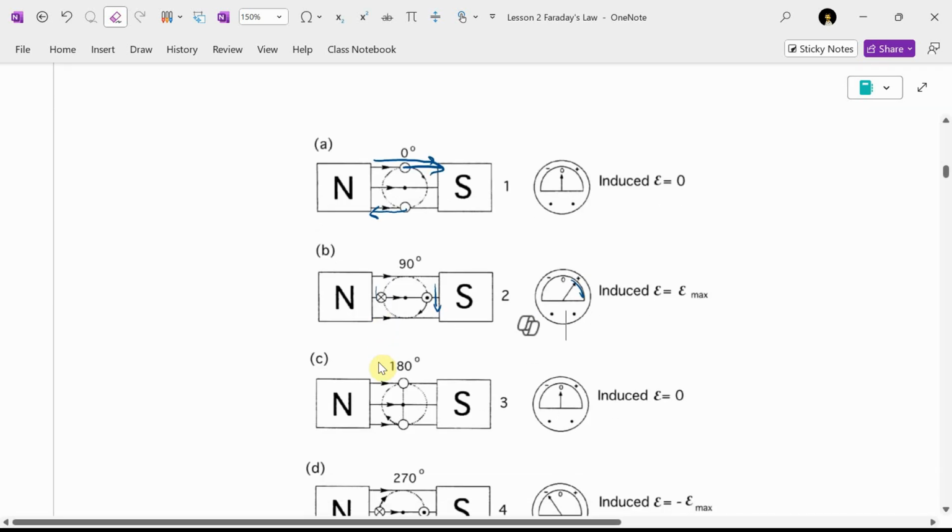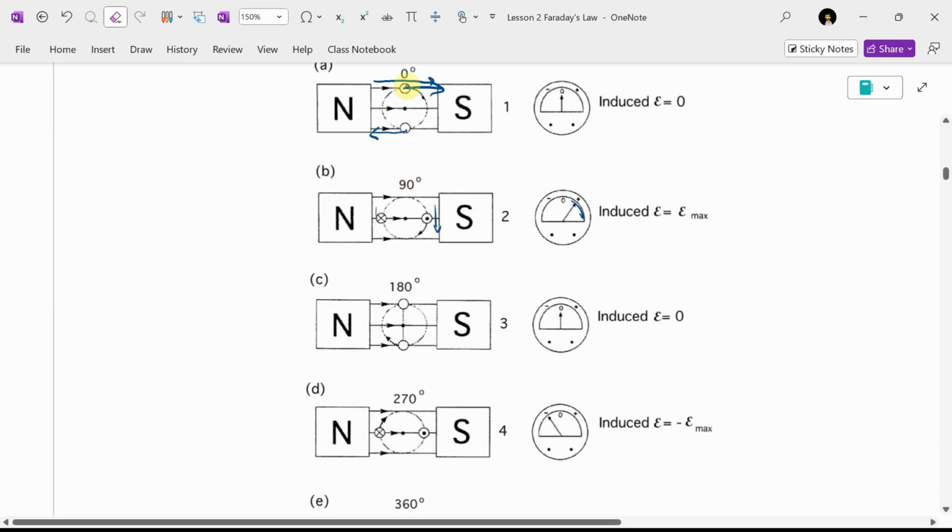As it continues to rotate, now the bar that used to be on the top is on the bottom. Now the bar that used to be on the bottom is on the top, but here and here, they're still moving parallel to the magnetic field. What's the force that the proton will feel when we're moving parallel to the magnetic field as a number exactly? Nothing. You're going to see the voltage drop back down to zero.